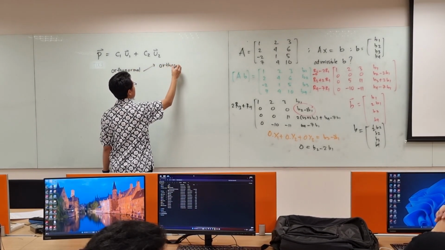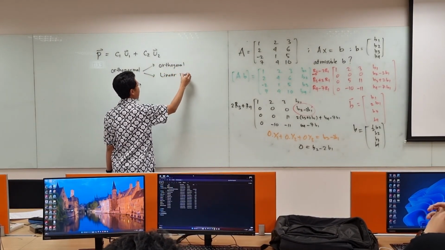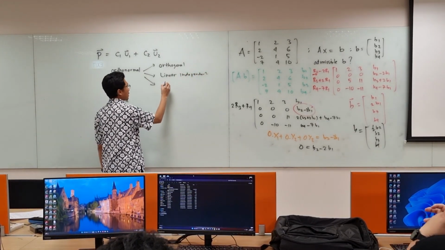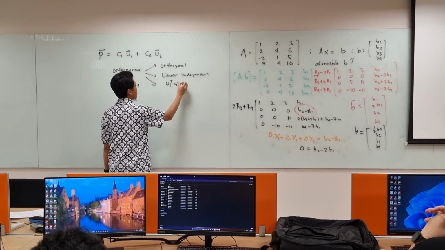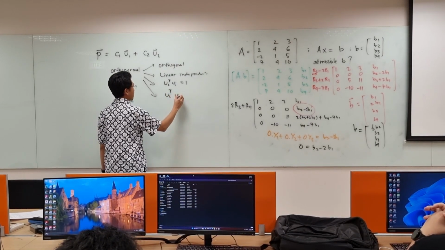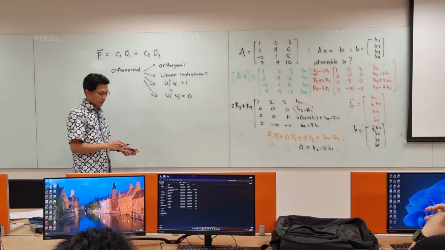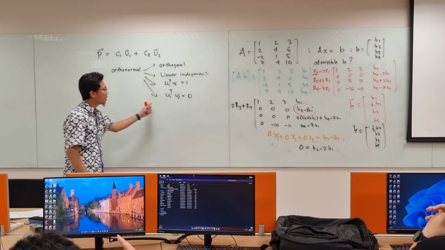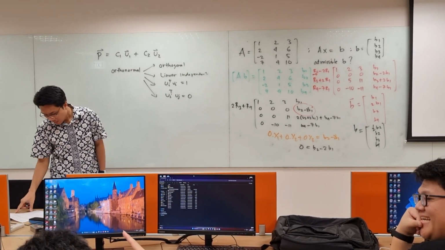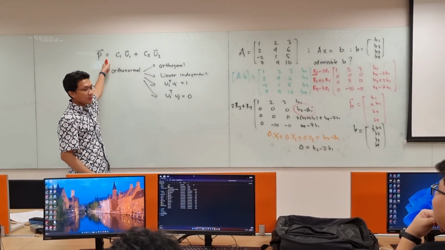Okay, they are orthogonal, linear independent, and also U_i transpose U_i is equal to 1, and then what? U_i U_j is 0. You multiply with a different vector, you get 0. The dot product with a different vector is 0. Now, what property do you use to answer that any vector P can be expressed uniquely?